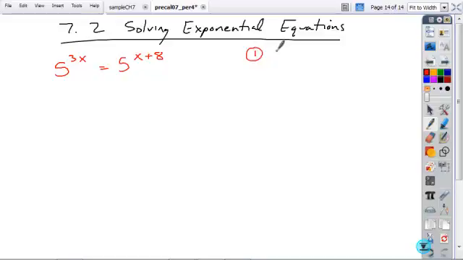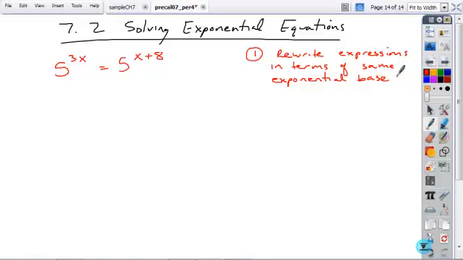The first step is to make sure that you rewrite all your expressions in terms of the same exponential base. This first example that we're looking at already has the bases the same. Each side of the equation has a single base. The base is a 5 for each of them. So you don't have to go through any different steps on this. Your expressions on each side of the equation are already written as a single base. If they're not already written that way, that's your first step.